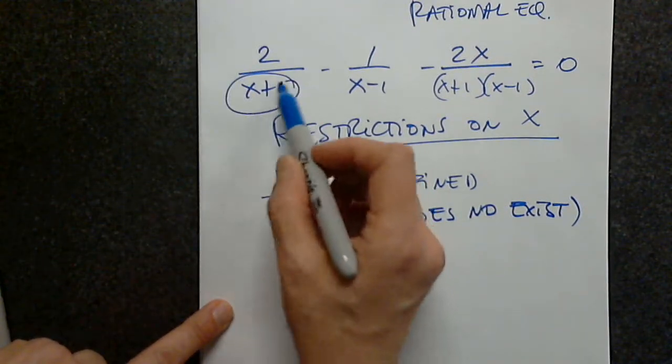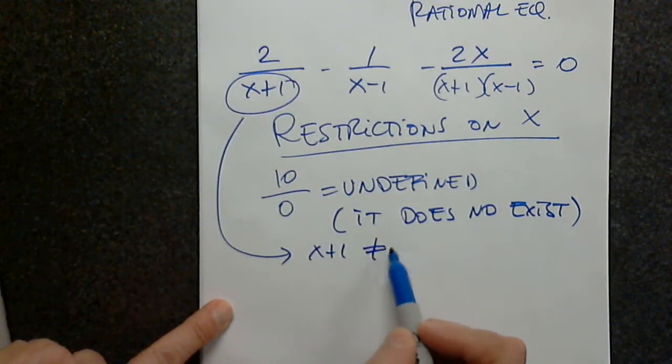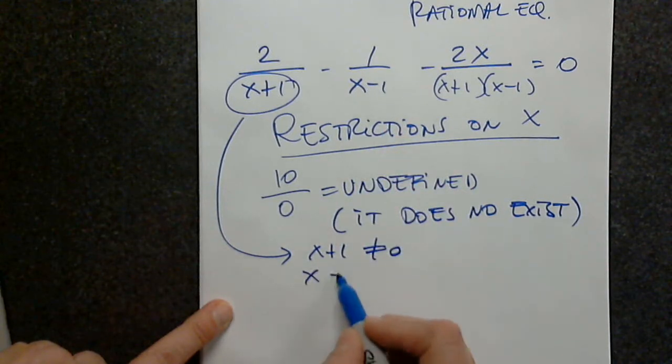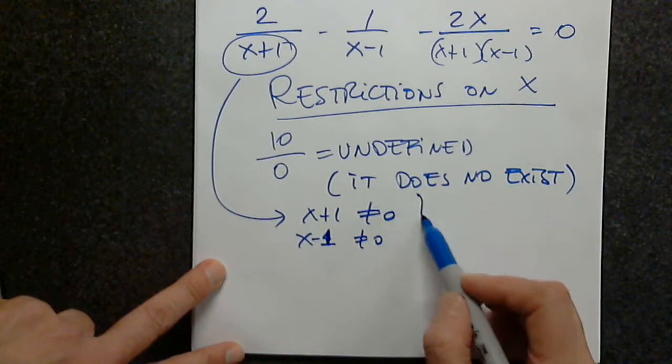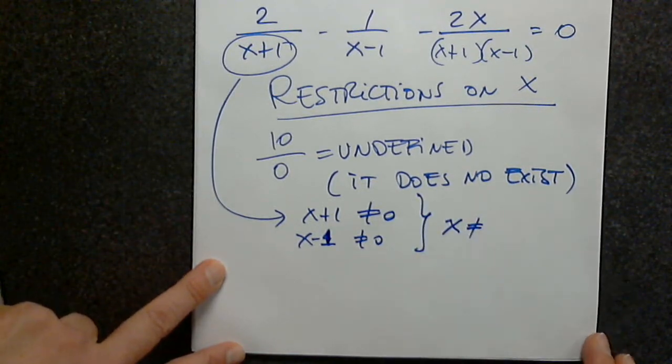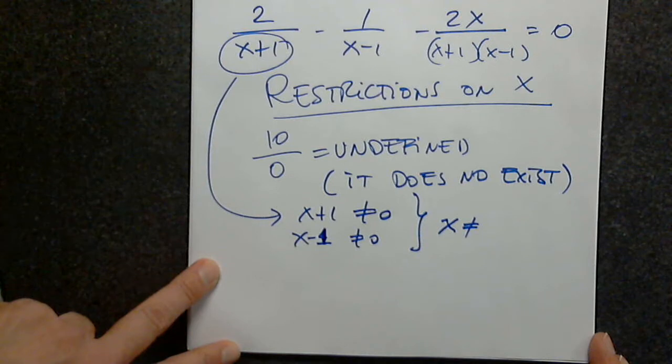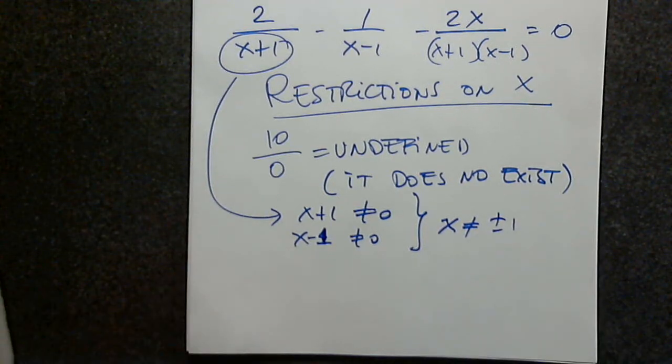So therefore, x plus 1 cannot be 0. X minus 1 cannot be 0. Which means that x, in conclusion, cannot be negative 1 and 1. Very good. Remember, these are linear equations. We just refreshed our memory on how to solve linear equations. When I solve for x, I have to move 1 to the other side. When I solve for x, I have to move negative 1 to the other side. Right? So that's how we get that x cannot be plus or minus 1.